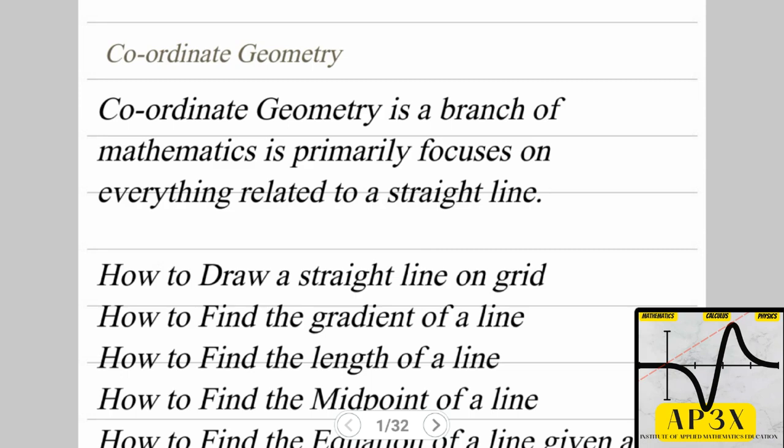Starting off with a very basic definition, coordinate geometry is basically a branch on the mathematics tree that primarily focuses on everything that is related to a straight line. We focus primarily on everything that has to do with a straight line.